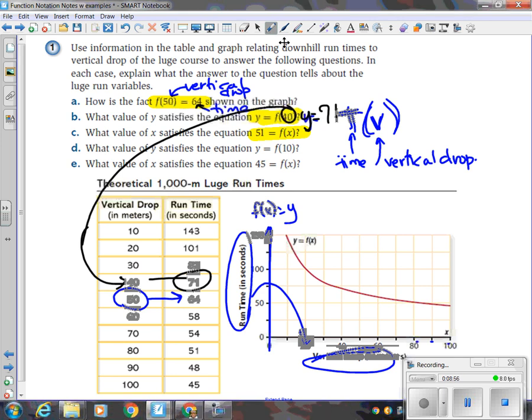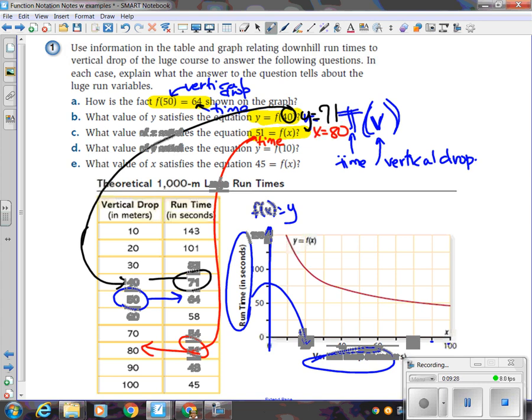This time, make meaning from it. This time I don't have the number in parentheses, I have the number on the other side of the equals. What do you have this time? You've got the Y answer, the time. Can I figure out what vertical drop gave me that time? Okay. So a time of 51 seconds must have had a vertical drop of what? About 80 meters. So X is equal to 80.